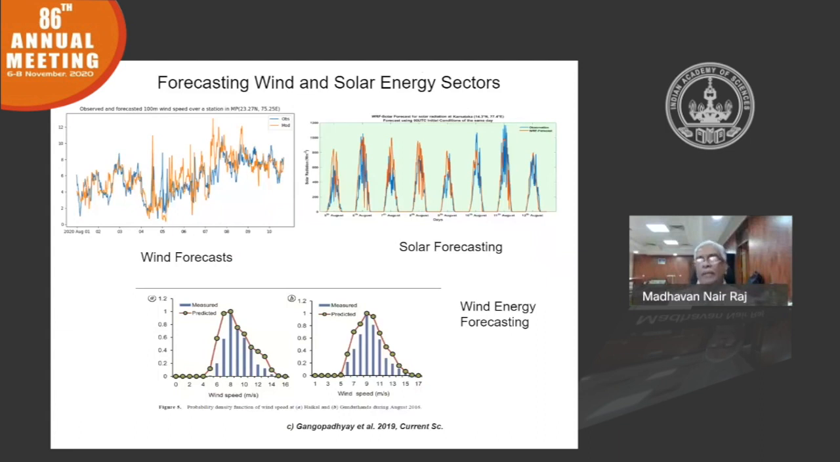It's a challenging job because we have to forecast every 15 minutes what the wind strength will be at 100 meters, which is where the windmill is established. Also solar energy: forecasts in clear skies are pretty good, but when clouds come, the forecast is not that good. And this is the verification which people have done, Ganguly et al., in Current Science in 2019.